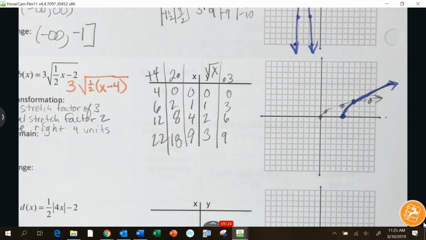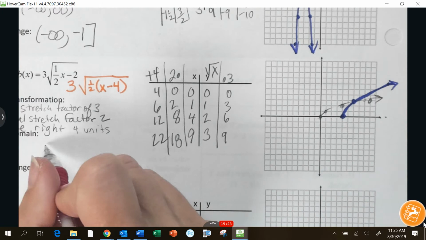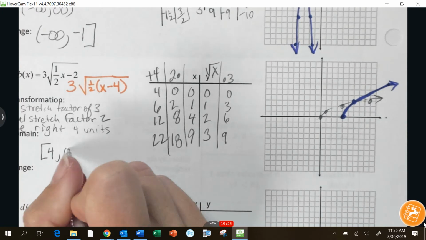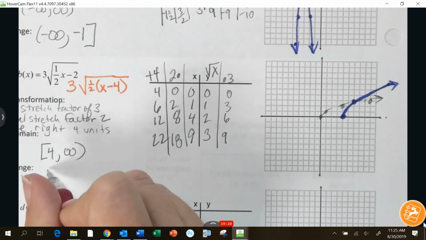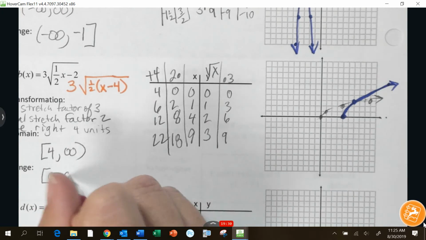For this one, the domain goes to the left, starts at 4, goes all the way to infinity. The range goes all the way down to 0, goes all the way up to infinity.